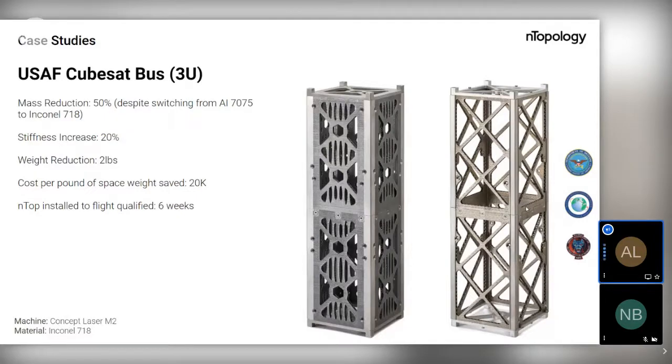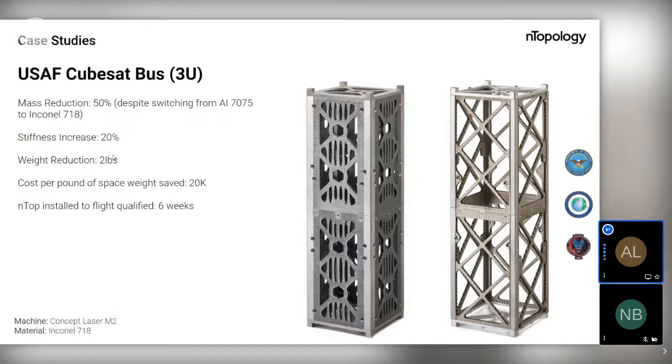All right, so let's see some case studies of some cool stuff we've done with nTopology. So this satellite part is actually flying around the Earth right now, it's somewhere in space. Don't ask me where, but it's somewhere up there. With nTop, we were able to do a mass reduction of 50%. And this is very interesting, especially taking into account that originally the part was made of aluminum and we changed it to Inconel 718, which is much more dense. So in spite of that heavier material, we were able to save half the weight of the part. And since we were using this stiffer material, the part stiffness actually increased 20%. So we reduced half the weight, increased stiffness 20%, and the total weight reduction is 2 pounds.